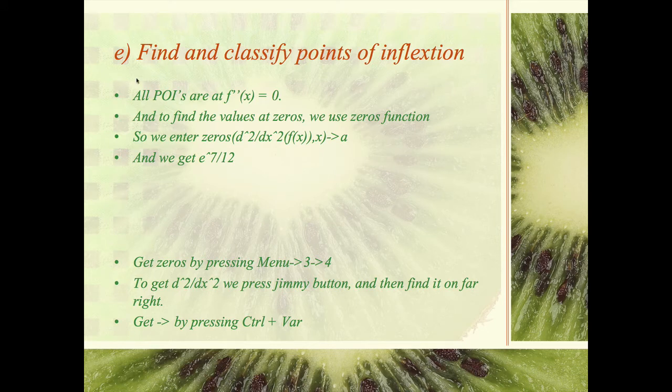Now find and classify points of inflection. All points of inflection are at f dash dash of x equal to 0. To find the values, we use the zeros function. So we use zeros of f dash dash of x, which just means the values where f dash dash of x equals 0. Then, just like last time, we store it in a, and we get e to the power of 7 over 12. I think it's e to the 7 over 12 this time. Essentially you get zeros by pressing menu 3 4, you get d squared by dx squared with the Jimmy button and then on the right, and we already know how to store: Control var.